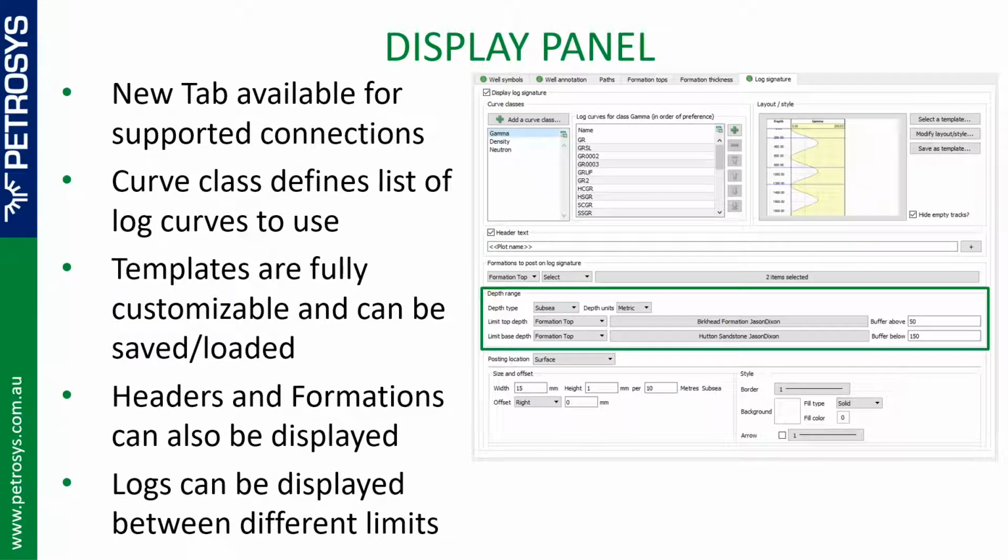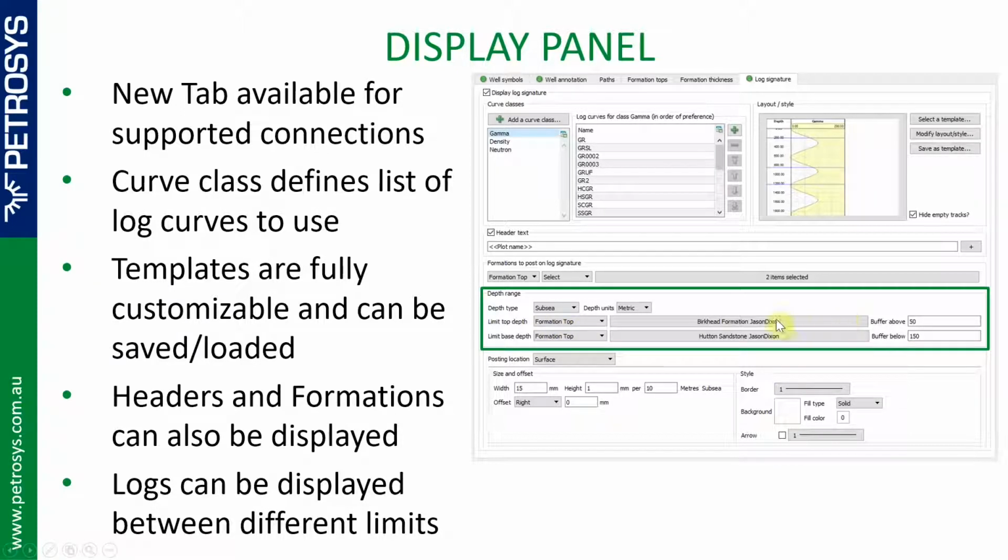Once we've set that up, we can then set up our depth range, whether that be the type subsea, downhole or true vertical depth, and the units can be metric or imperial. And then we can also select whether we want to display the top depth from a surface to the bottom hole, or from a formation top to a formation top, or from a formation top to the bottom hole, or specify some specific depths that we want to use.